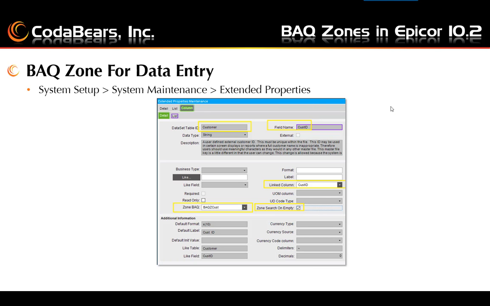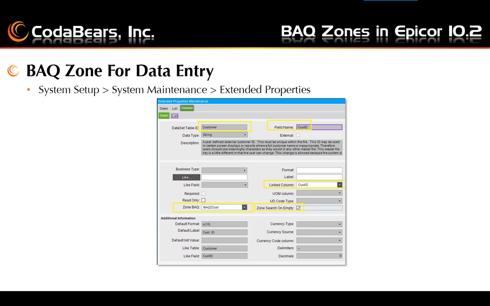And then to begin using a BAQ zone, you need to create your business activity query with the fields that you want to see in your results. Here I created a BAQ named BAQZ cust. It only has one field, the customer ID field. It's sorted by that field, and the field is added to the BAQ search tab in the BAQ.